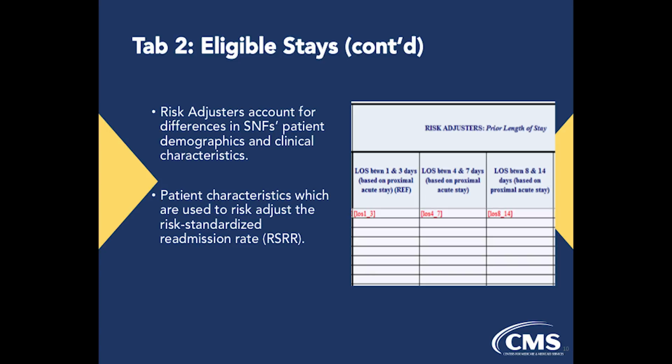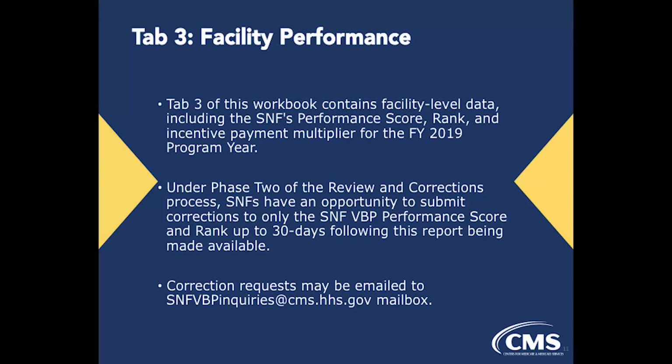Now that we have covered the patient-level information found on Tab 2 of the Performance Score Report, let's move on to Tab 3. Tab 3 displays facility-level data, including the SNF VBP Performance Score, rank, and incentive multiplier that SNFs will receive for the fiscal year 2019 SNF VBP program.